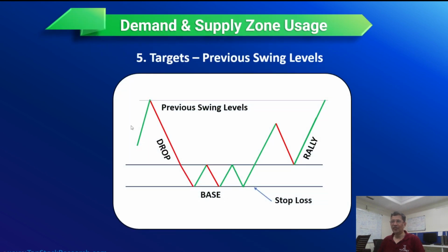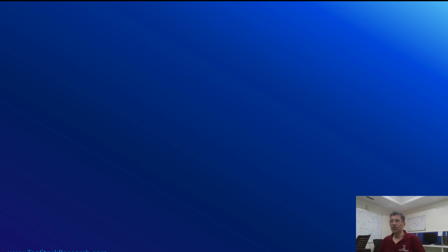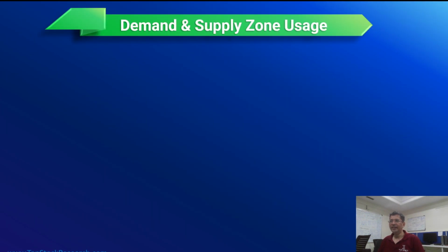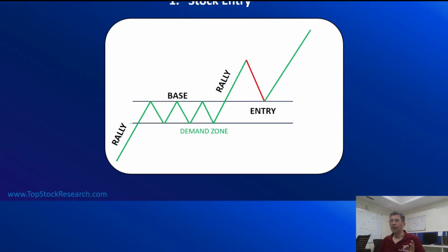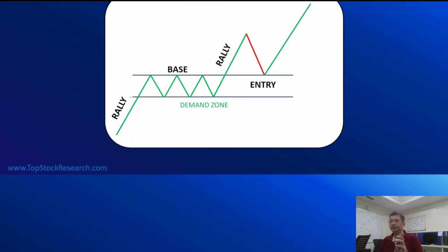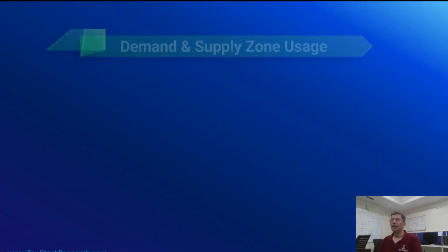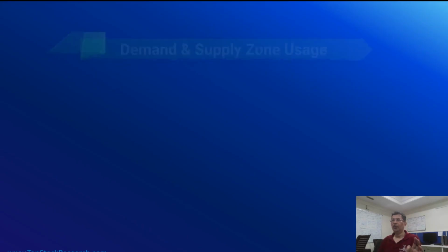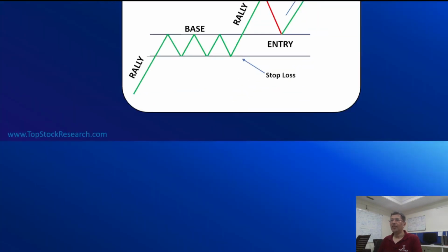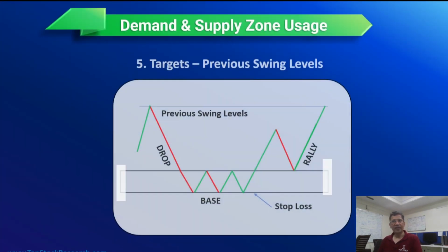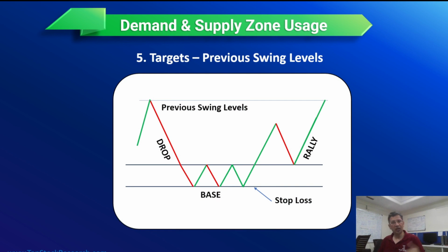Then comes the target, as we have seen in the previous example. The reason why we kept it as a separate slide here is because a lot of people would want to hear this for their clarity. So 5 things we have seen. Number one is entry point. Number 2 is breakout strategy. Number 3 is profit booking. Number 4 is stop loss. Number 5 is targets, the previous swing levels or whatever the previous levels are.